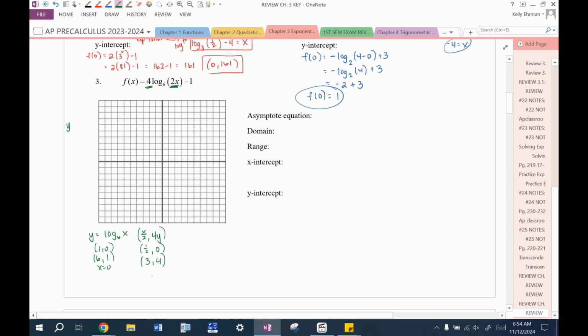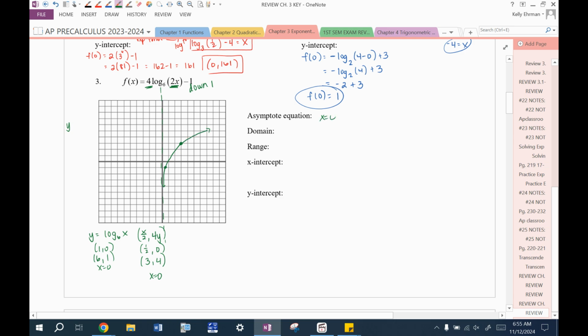Divide 0 by 2, you still get x equals 0. And then there's been a shift of down 1. So shifting x equals 0 down 1 doesn't do anything. So we're still at x equals 0. Then plot (1/2, 0) and go down 1. And plot (3, 4), but go down 1. This is a log graph, so it has this general curvature.